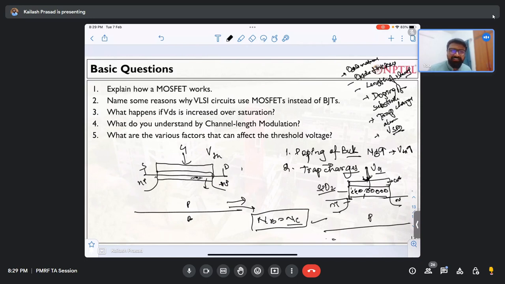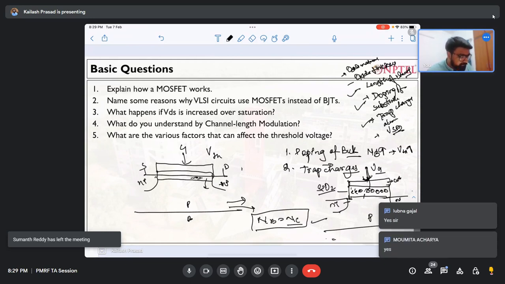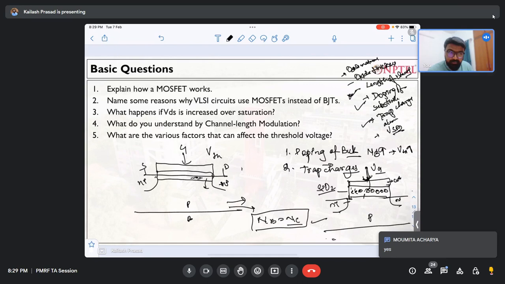So we have covered two points, I think, the trap and the doping. Now length will be a bit complex, so we'll come back to length. Oxide thickness. How is the threshold voltage impacted by oxide thickness? Anyone want to answer?